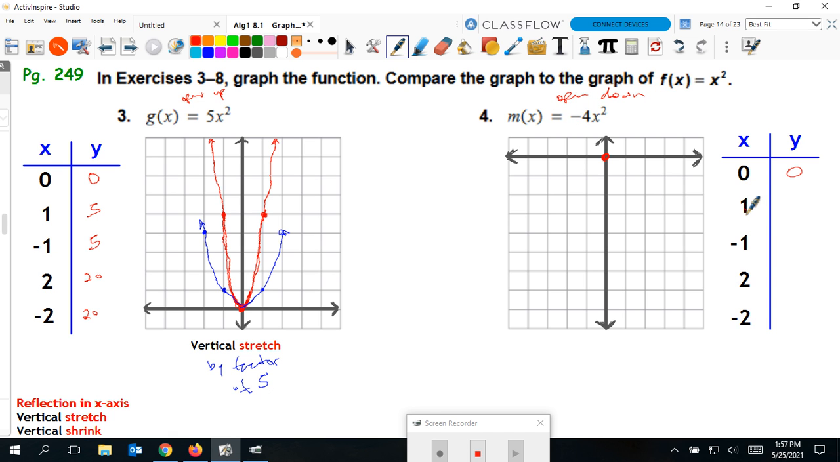So when we plug in 1 into this function, that's going to be 1 times negative 4, that's negative 4. Plug in negative 1. Negative 1 squared is 1 times negative 4, still negative 4. So if we go 1 unit each way from that vertex point, we get the same number. So 1, negative 4, and then negative 1, also negative 4. If I plug in 2, 2 squared is 4, that's going to give me negative 16. Negative 2 should give me the same thing, going the other direction. We don't have 16 on here, so we're not going to plot that point.